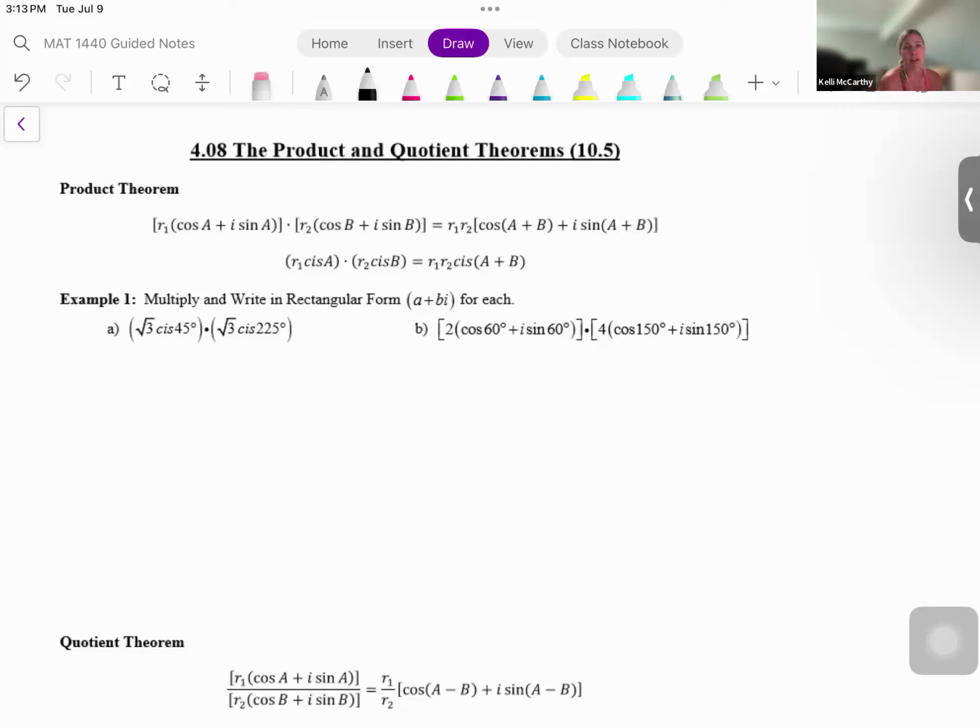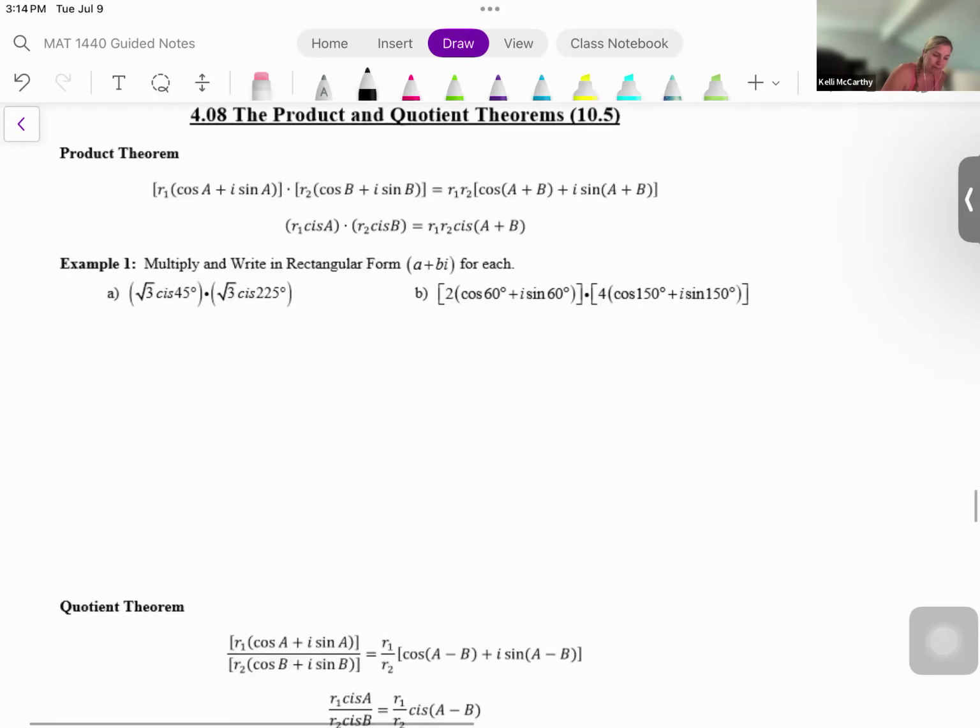In this video, we're going to look at the product and quotient theorem for polar form of these complex numbers. The product theorem says that if you've got the product of two polar forms, it's equal to the product of the radius of both times CIS of the sum of the two angles. So R1 CIS angle A times R2 CIS angle B is equal to R1 times R2 CIS of A plus B.